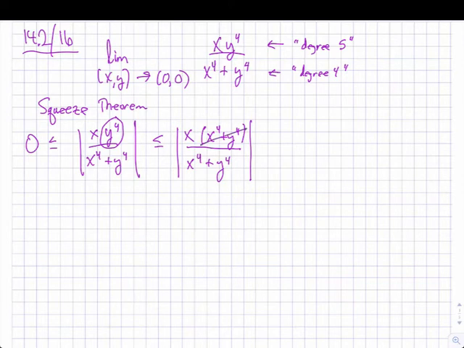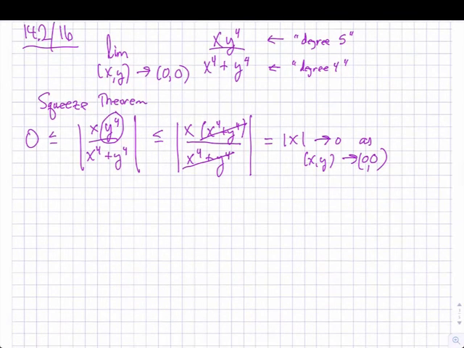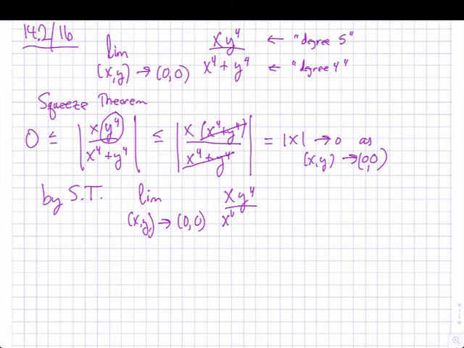Of course, now let's go back to our squeeze theorem. I can cancel those two terms, so this is just equal to the absolute value of x, which approaches 0 as x and y both approach 0. So by the squeeze theorem, the limit that we're investigating, right, I'm rewriting it just to be thorough, this limit is 0.